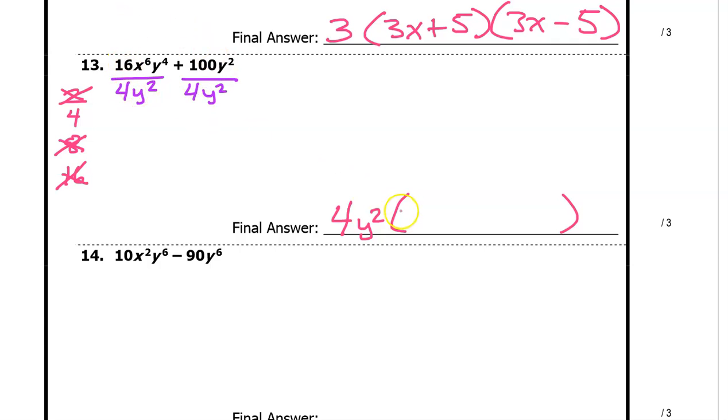All right, 16 divided by 4 is 4. The x to the 6th power will not be affected. Okay, now y to the 4th power divided by y squared is y squared. Okay, I might need more space. 100 divided by 4 is 25. And then y squared divided by y squared, well, those simply cancel each other out. Okay, and this is the final answer because we cannot do the difference of two squares pattern. This is addition, so you can't do the difference of squares.